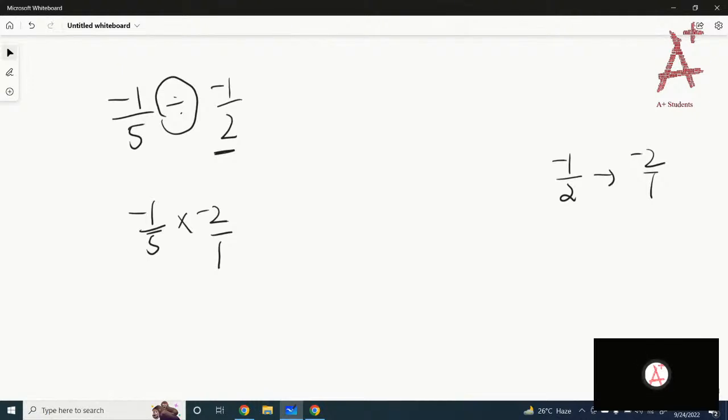So you are multiplying two negative numbers. Negative and negative makes positive. So negative 2 times negative 1 is positive 2, and 5 times 1 is 5. Got it? Keep this very important point in your mind: a negative number multiplied by a negative number results in a positive number. Got it? Okay, let's move on to the next question.